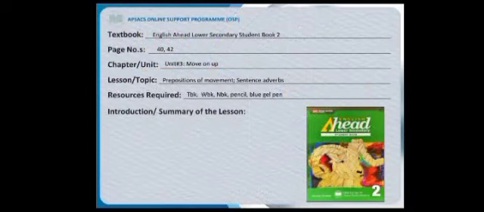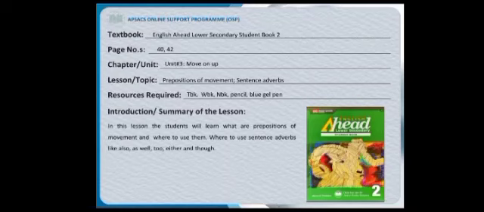Today, we will be discussing prepositions of movement and sentence adverbs from Unit 3, Move On Up. The resources required are textbook, workbook, notebook, pencil, and a blue gel pen. Introduction. In this lesson, the students will learn what are prepositions of movement and where to use them, and where to use sentence adverbs like also, as well, too, either, and though.